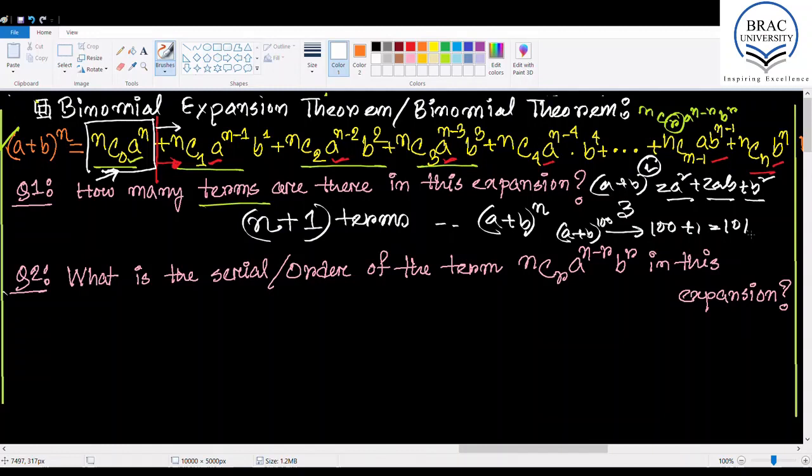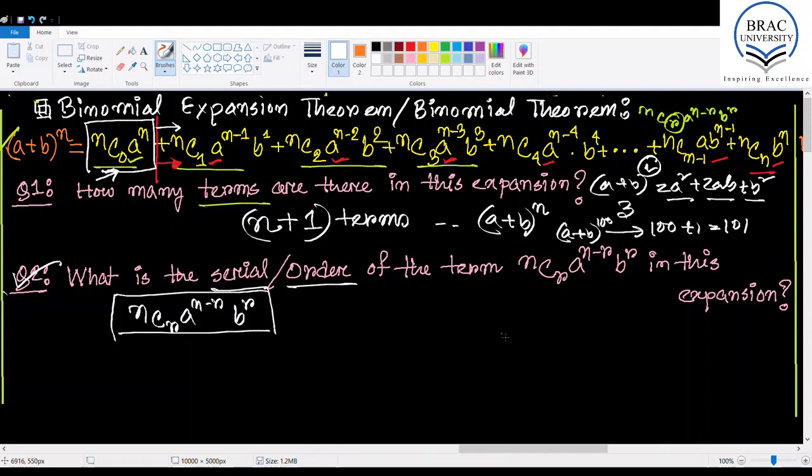Okay, so the next question is: what is the serial or order of the term nCr into a to the power n minus r into b to the power r in this expansion? It means nCr a to the power n minus r, b to the power r. Which term is this here? So you are asked the serial or order of this term. How will you determine that?